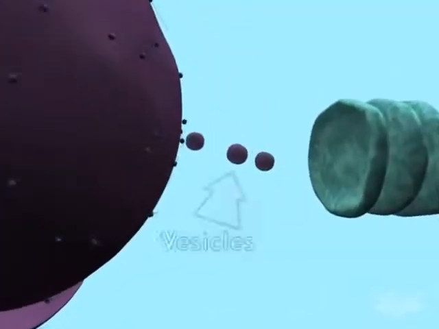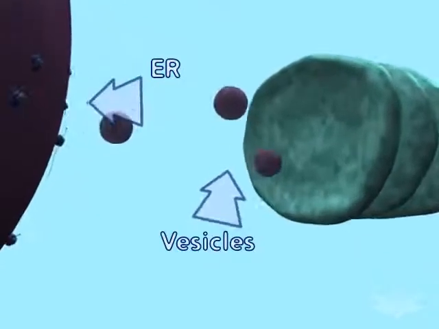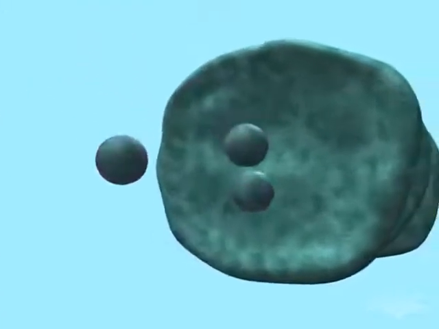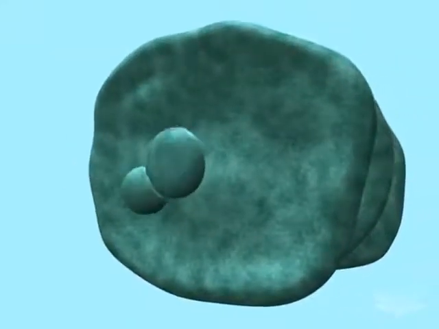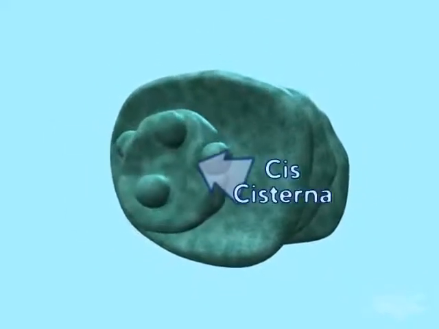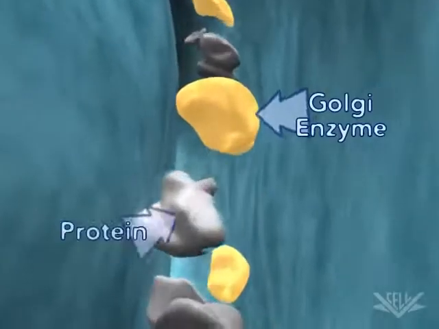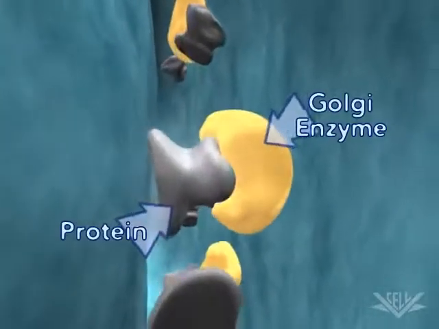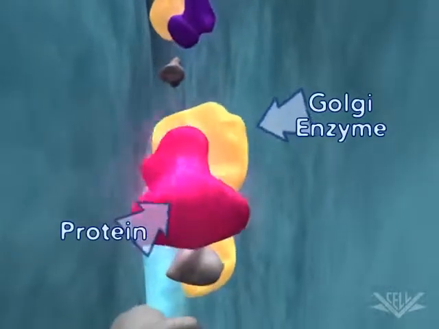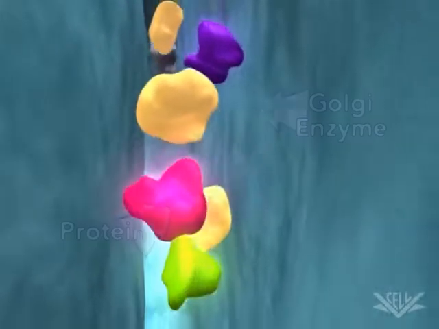Translated proteins are encapsulated in vesicles in the ER. A group of these vesicles fuse, and these fused vesicles form the cis-cisterna. As the protein moves through the stack, it is modified by resident Golgi enzymes at specific locations in the apparatus. These modifications are important because they provide the signal that determines the final destination of the protein.